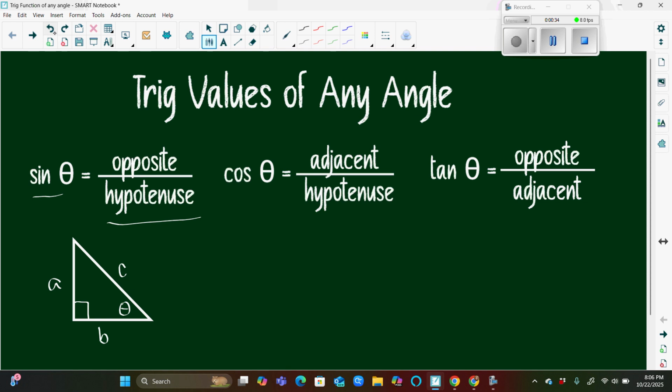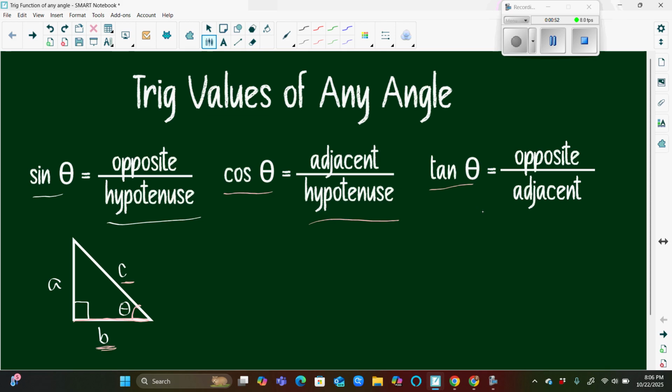The next trig function is cosine. Cosine is adjacent over hypotenuse. Again, if we look at angle theta, the side adjacent would be B. That is the side that touches that angle that is not the hypotenuse. So adjacent would be B and hypotenuse would be C.